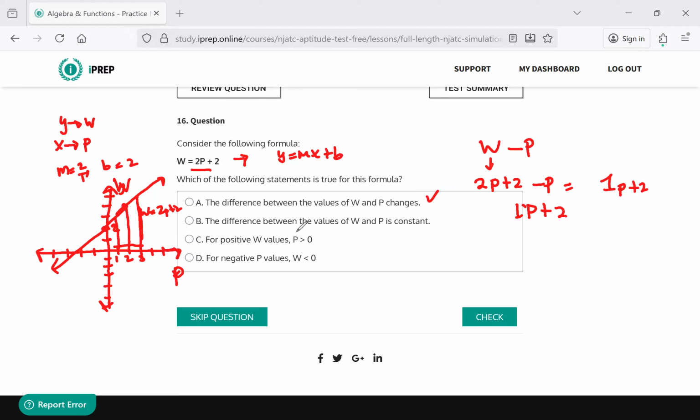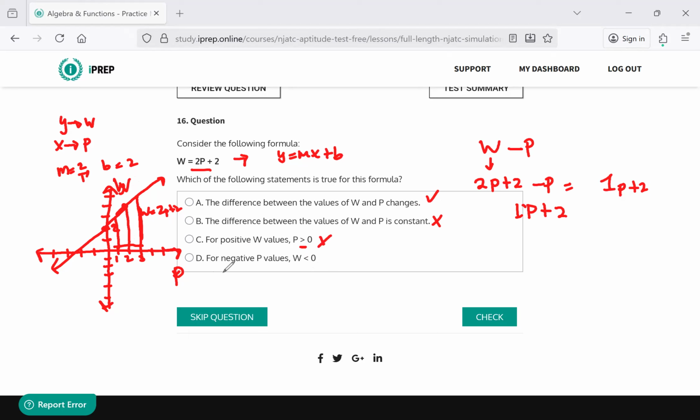The difference between the values of W and P are constant? No, right? Over here, your P value is 1, your W value looks like it's somewhere around 3. They're different values, so they're not constant. For the positive W values, the P value is greater than 0? No, because if you look at 0, what is the W value? 2. So it has to include 0, so that's why that's false.